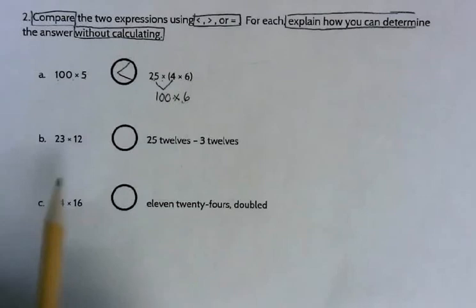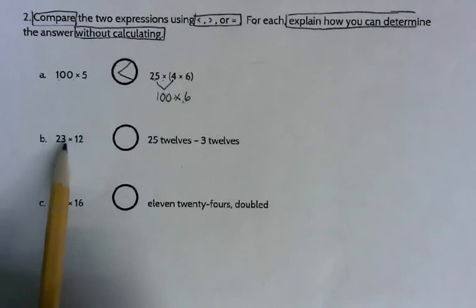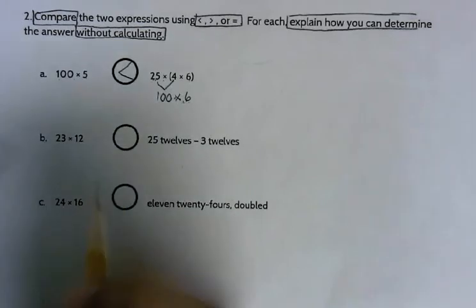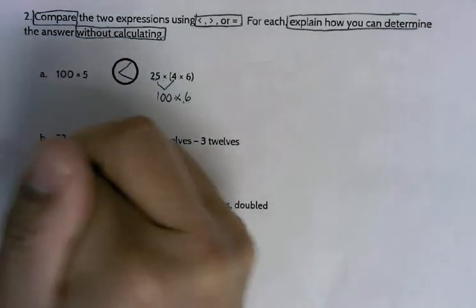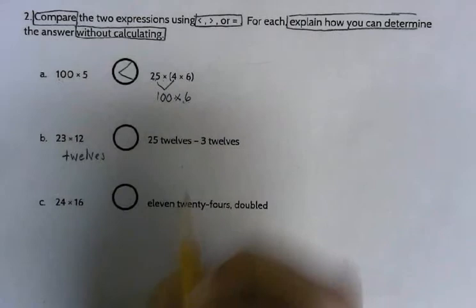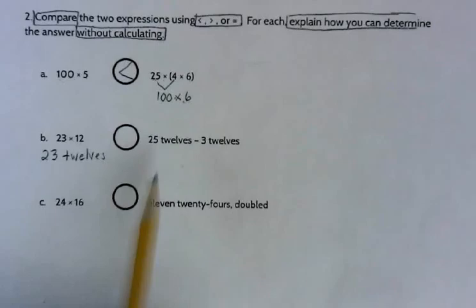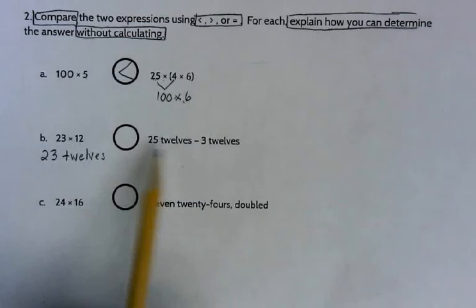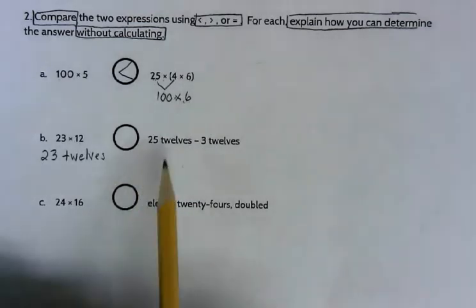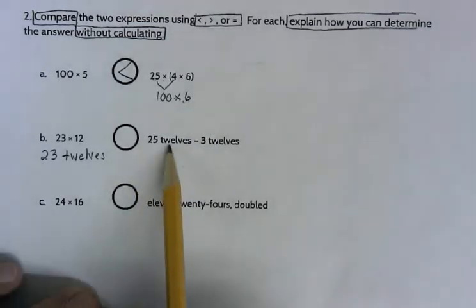All right, so now we're looking at B. We've got 23 times 12. Well, another way of writing that is using unit form. Well, how many 12s do I have? Well, I should have 23 12s. So looking over here, on the right hand side, we've got 25 12s minus 3 12s.